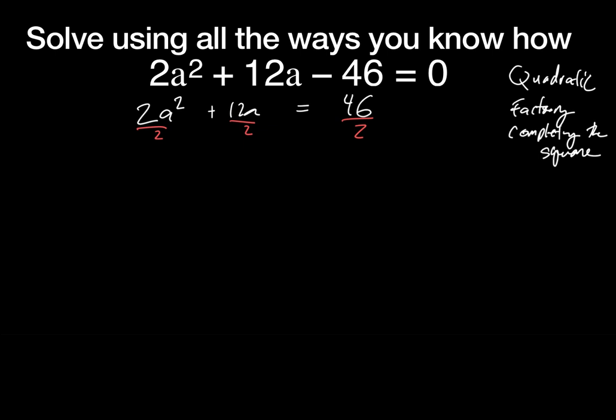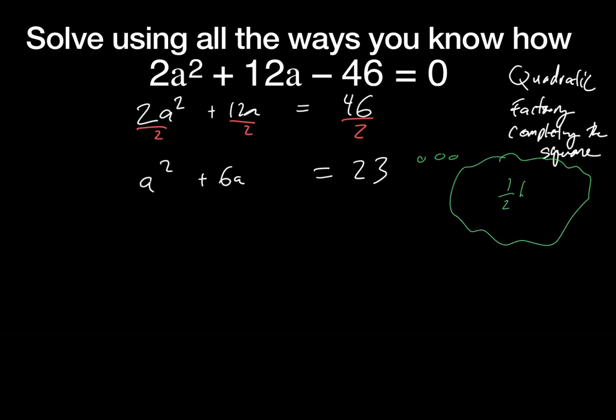And when I do that, I will get a squared. Let me go back to this color. A squared plus 6a equals 23. And I intentionally left this space open. The completing the square thought bubble is: I'm going to take half of the b term and square it. And I'm going to put that on both sides of the equation.